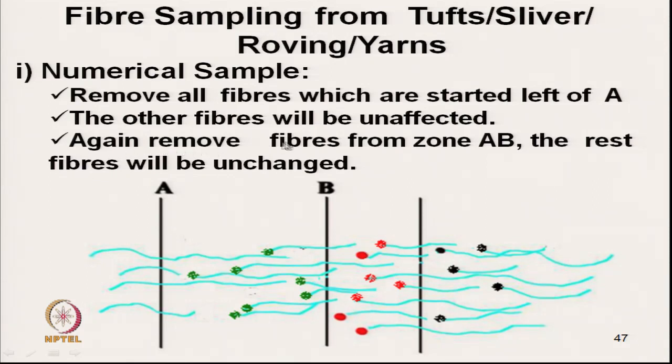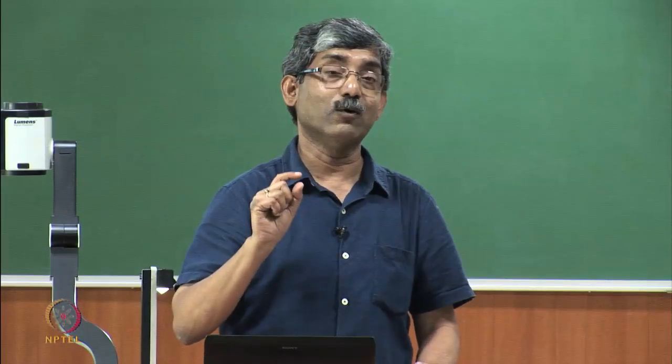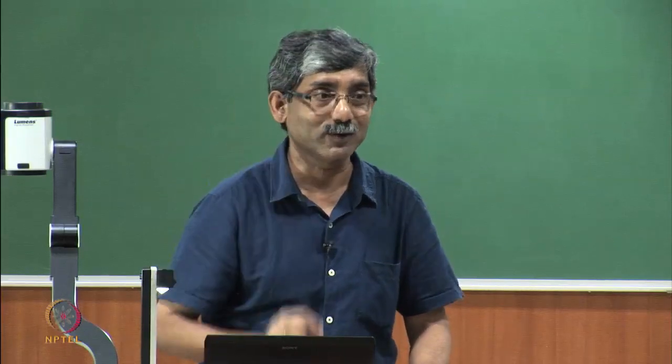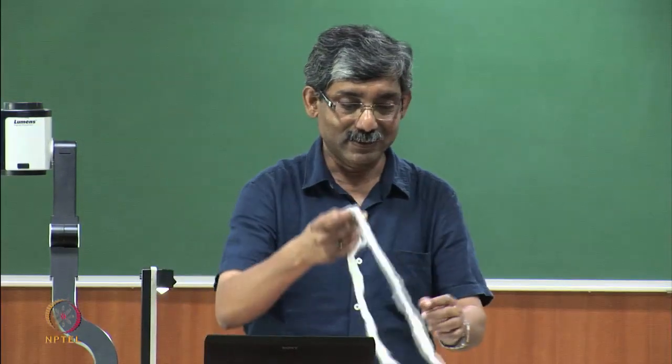Again, removing the fibers from zone A B, the green pointed fibers, the other fibers will be unaffected, like the red pointed and black pointed fibers. In this way, if we keep on taking the fibers, whether fibers are longer or shorter, they have equal opportunity.